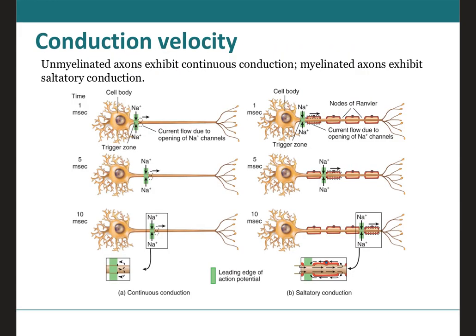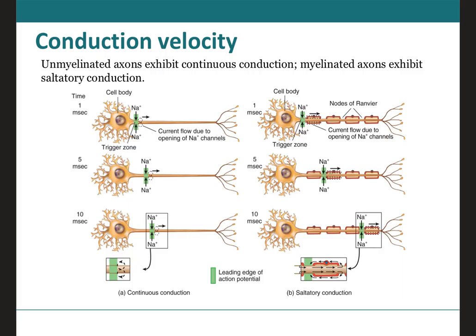There are two factors that influence the velocity of the conduction. The first one is the diameter of the axon, and the second one is the presence or the absence of myelin. The larger the diameter of the axon, the faster the action potential is conducted. This is because an axon with a larger diameter offers less resistance to the local current flow, which allows adjacent regions of membrane to be brought to threshold more quickly. So the thicker it is, the faster it will travel.